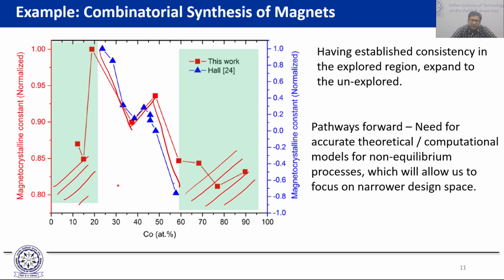Now, as we go forward, the pathway ahead seems that we need more and more accurate theoretical and computational models which will allow us to understand non-equilibrium processing phenomena a little bit better, because that might still restrict this development of alloys by doing combinatorial experiments. But nonetheless, if the experiments are done carefully, then there is a chance that the data that you are generating is fairly good quality data that can be used in machine learning models.